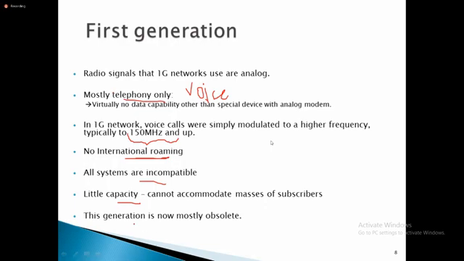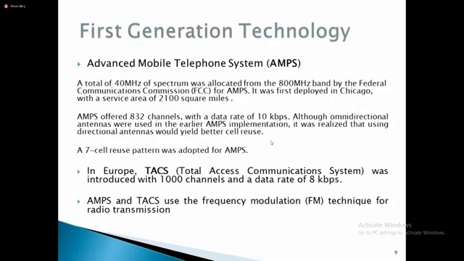Okay, this generation does not exist anymore. It is all very obsolete. Obsolete means very old. It does not exist anymore, right? Then this is the technology used in the first generation mobile communication. So in questions, these kinds of things may be asked. So what is the technology behind first generation mobile?